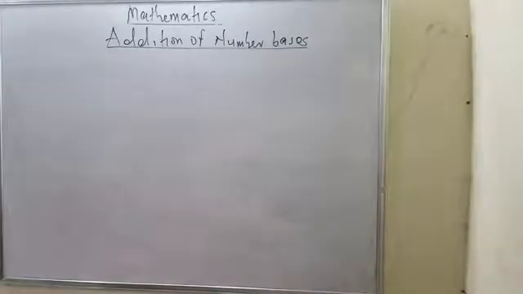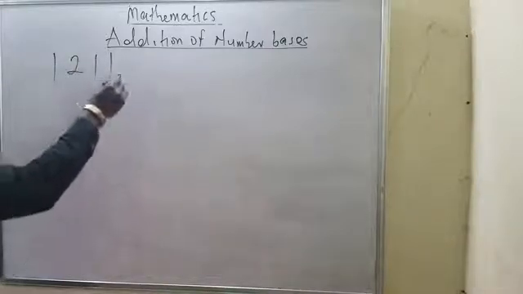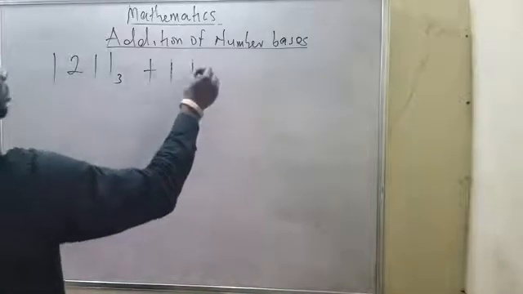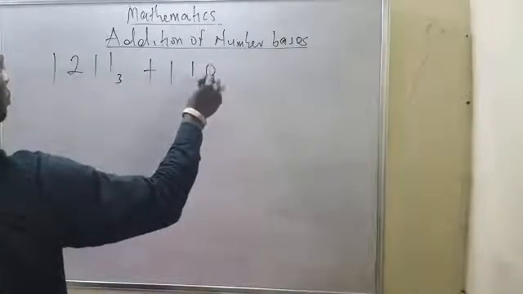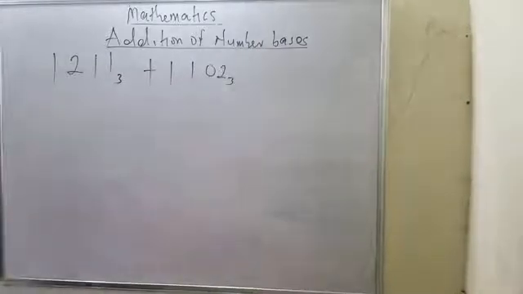Okay, look at this number. I will just generate a number: 1, 2, 1, 1 in base 3 plus 1, 1, 0, 2 in base 3. Now, I want to add these numbers together. I want to sum it up.